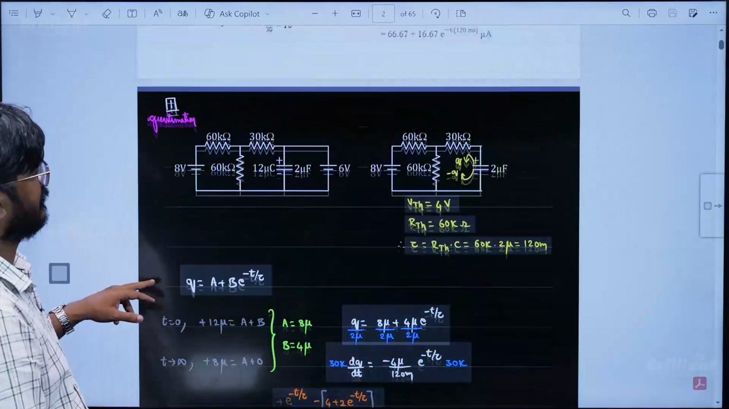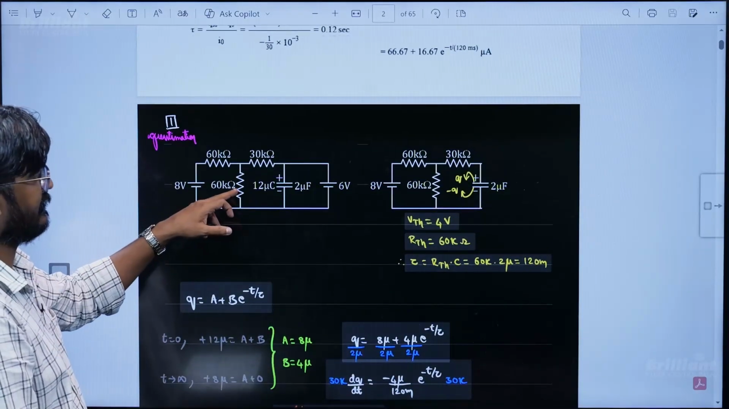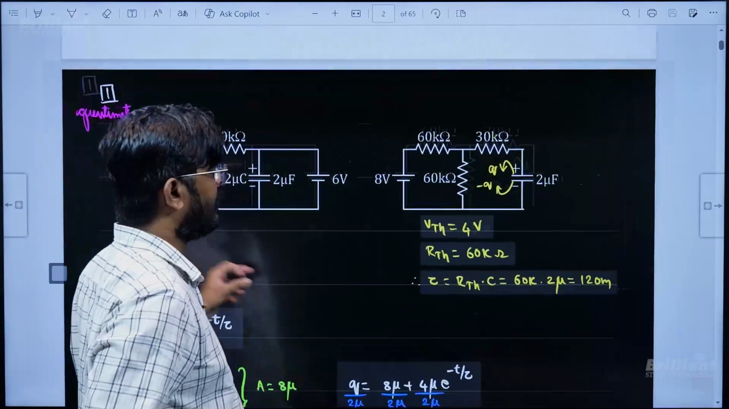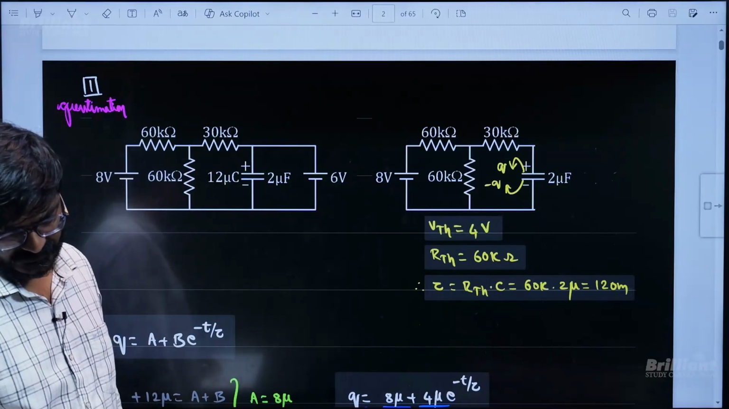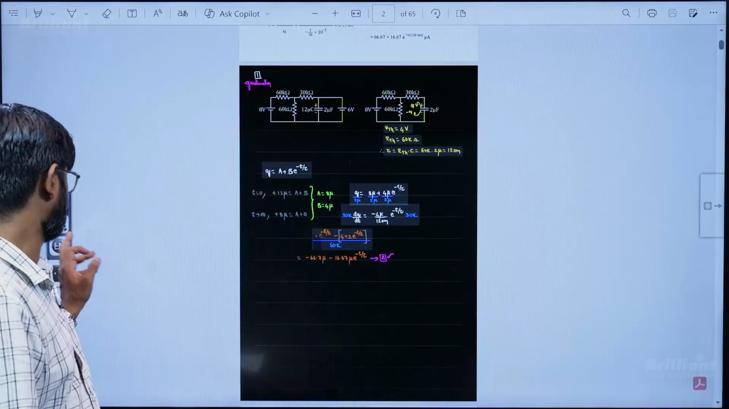So they were asking current initially. So okay, they were not asking charge, they were asking current initially and later. So you can find what is the current at t equals 0, t tends to infinity. Then you can see from the options itself, you don't have to solve this entire thing in case if you just want marks.